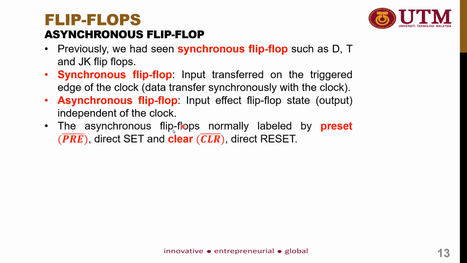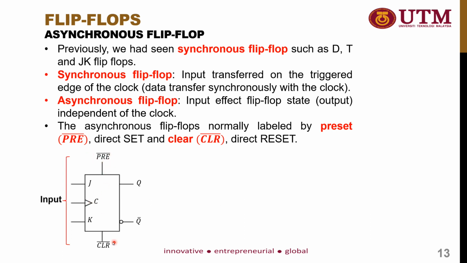The asynchronous flip-flop is normally labeled by preset, PRE bar, direct set, and clear, CLR bar, also direct reset. This is the logic diagram of the asynchronous flip-flop. It has the usual inputs, which are J, K, and also clock. But it has two additional inputs, which are PRE bar and also CLR bar. As usual, it has two outputs, which are Q and Q bar.